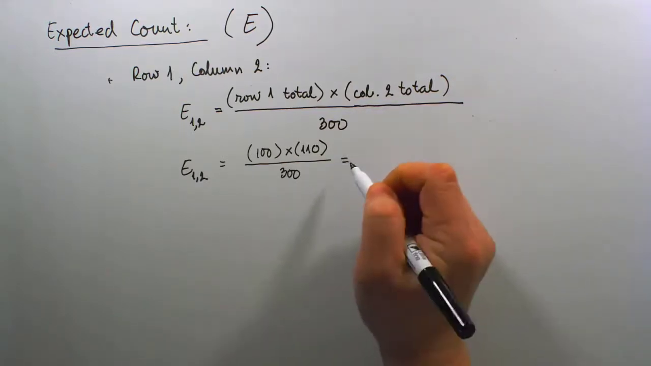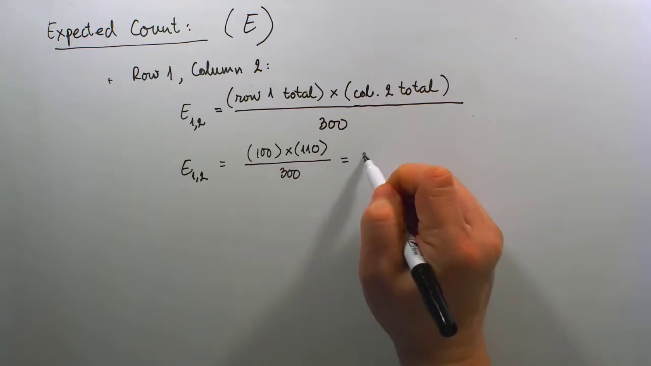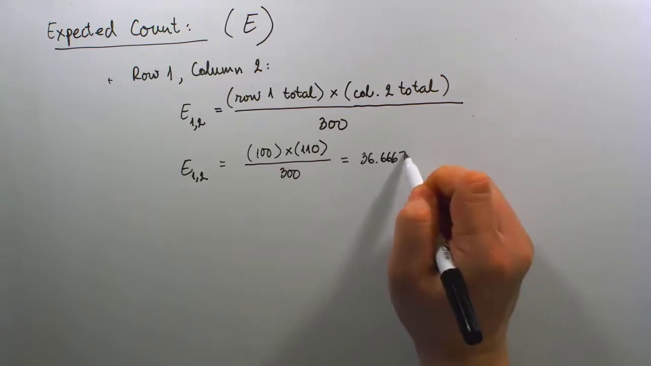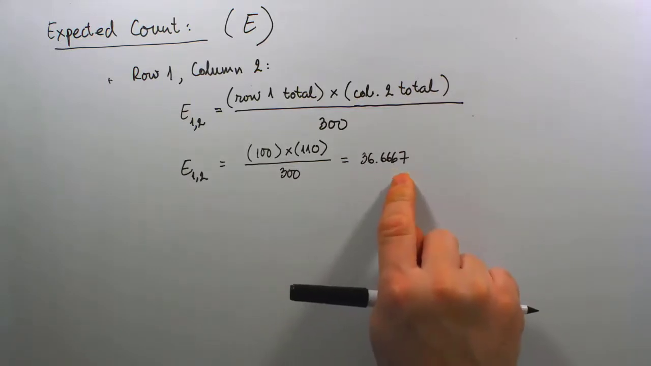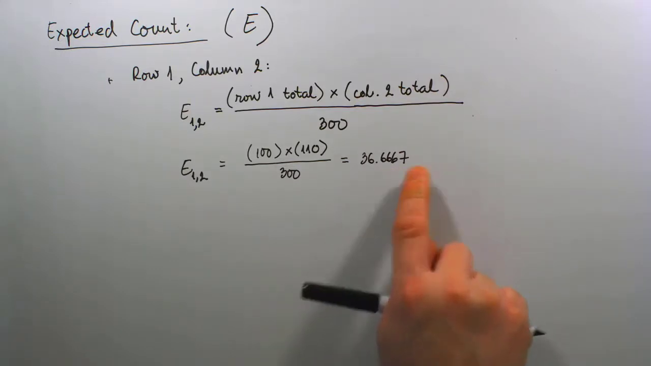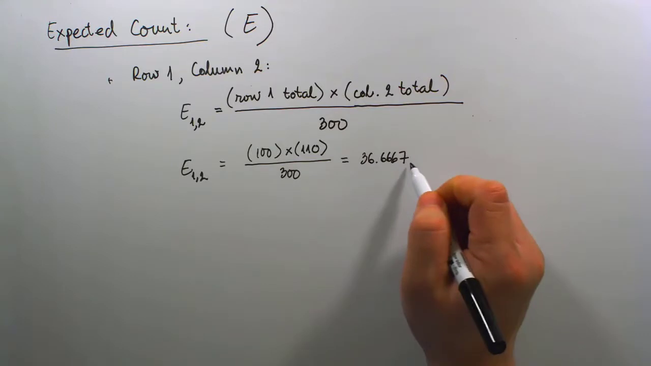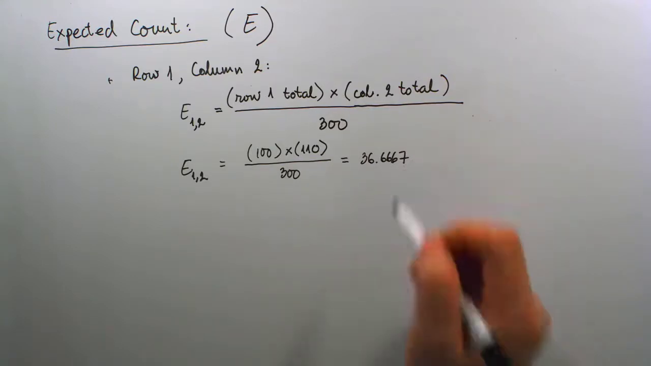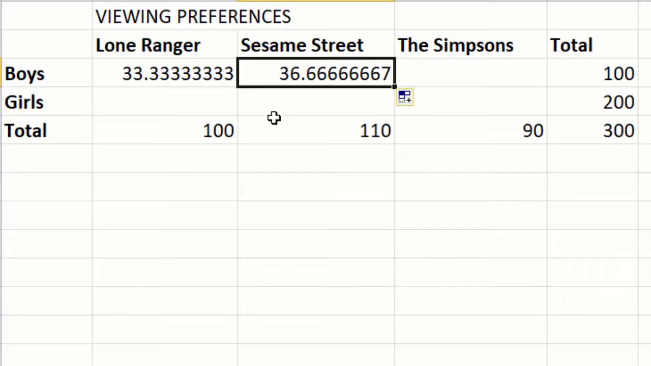Calculation of mine came out to be 36.6667, because the truth is this is 6666, infinitely many 6s right here, and a lot longer, but for now I round to 4 decimals, so that's why the last value here is a 7. And that is how I put that expected count into my entry right here for row 1, column 2.